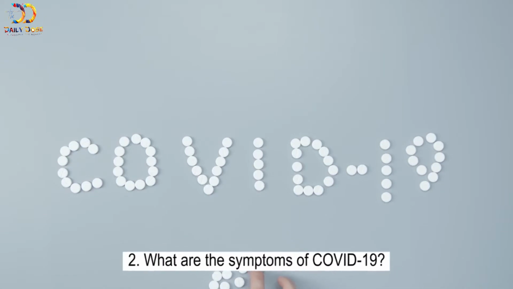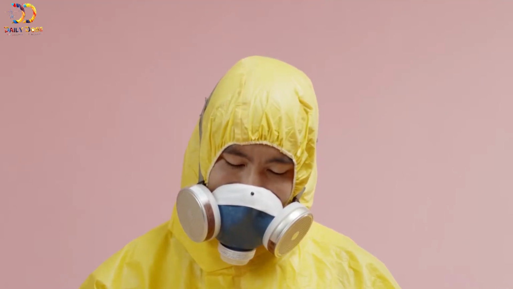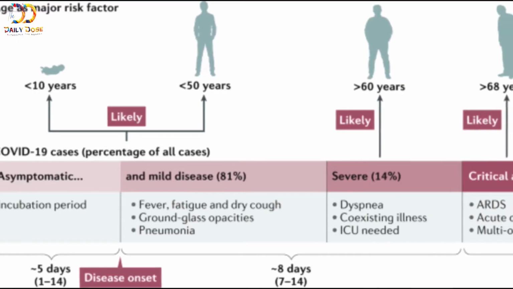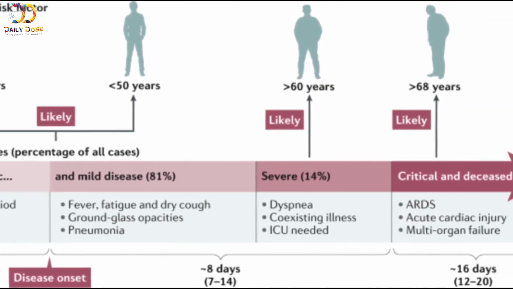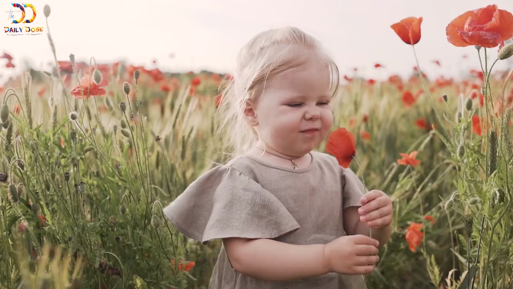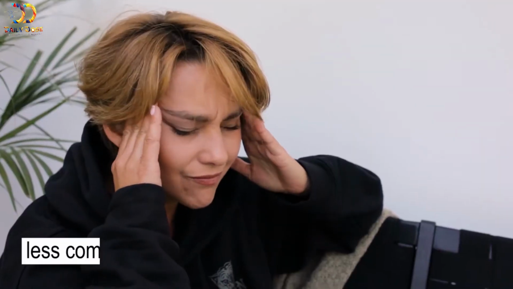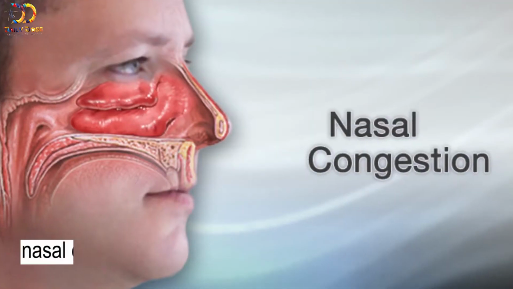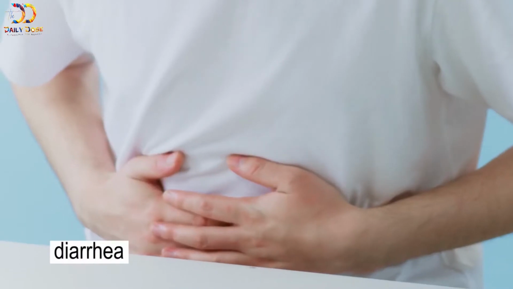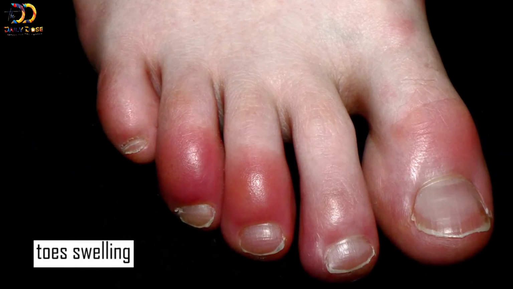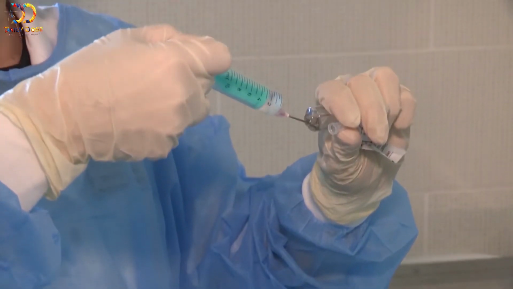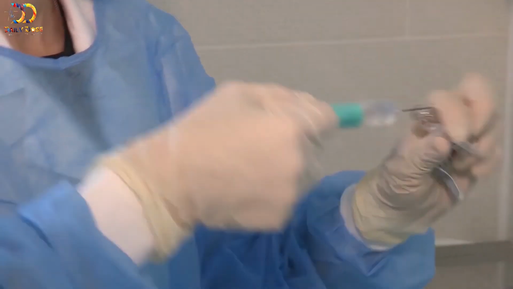What are the symptoms of COVID-19? The symptoms of COVID-19 are variable depending on the type of variant contracted, ranging from mild symptoms to critical and possibly fatal illness. Common symptoms include coughing, fever, loss of smell and taste, with less common ones including headaches, nasal congestion and runny nose, muscle pain, sore throat, diarrhea, eye irritation, and toes swelling or turning purple. People with COVID-19 infection may have different symptoms, and their symptoms may change over time.